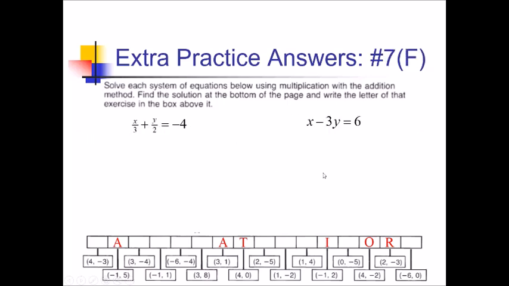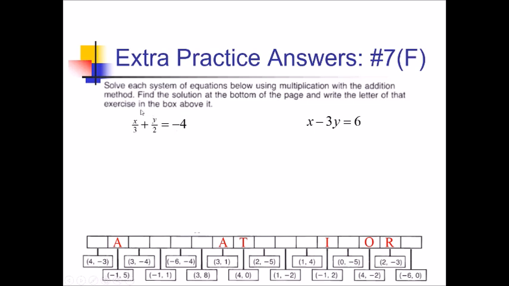For this problem, our seventh problem, labeled F, we've got this fraction-y first equation, and I don't really feel like messing with fractions. To get rid of those, I'm going to find the least common denominator between the 3 and the 2. The smallest thing those both go into is 6. And I'm just going to multiply this whole first equation by 6.